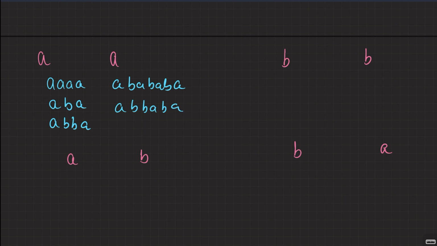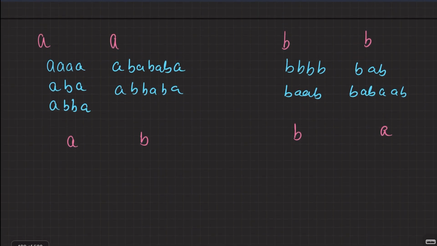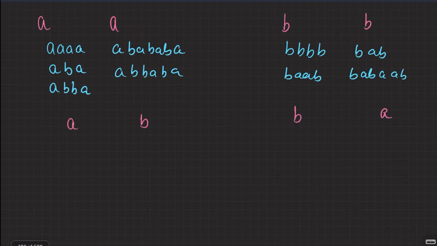Let's see this case, starting with B, ending with B. The simplest kind of string can be something like this: all B's. Maybe something like BAB, or BAAB, or ABAAB. I'm just writing random strings here and trying to make some observations. Okay, let's just deal with these two cases first. Then we'll see what is happening here.